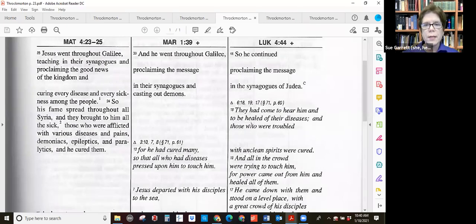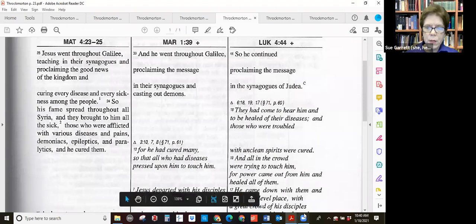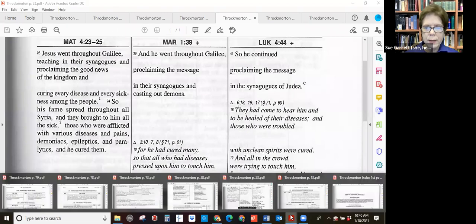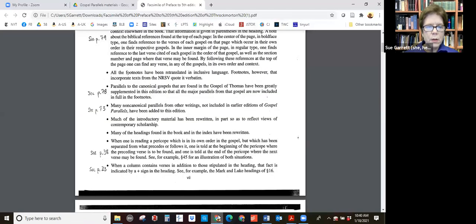parallel material exists. Notice though, again, two clues. One is the plus sign that alerts you that there's going to be some material inserted from out of context. And two, it's in italic. So now you know that italic means this is not in its Lucan sequence. Okay, so that explains why you get the plus sign. Let's go back to our next feature.